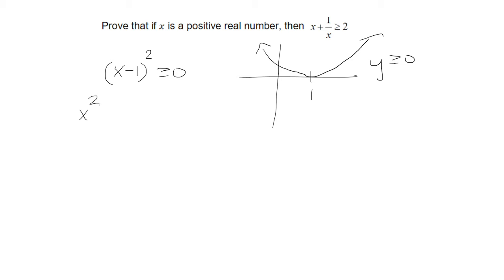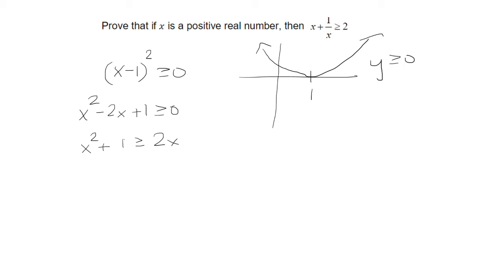And if we expand it out, we get x squared minus 2x plus 1. That's greater than or equal to 0. We're going to add the 2x over. And finally, we're going to divide by x.